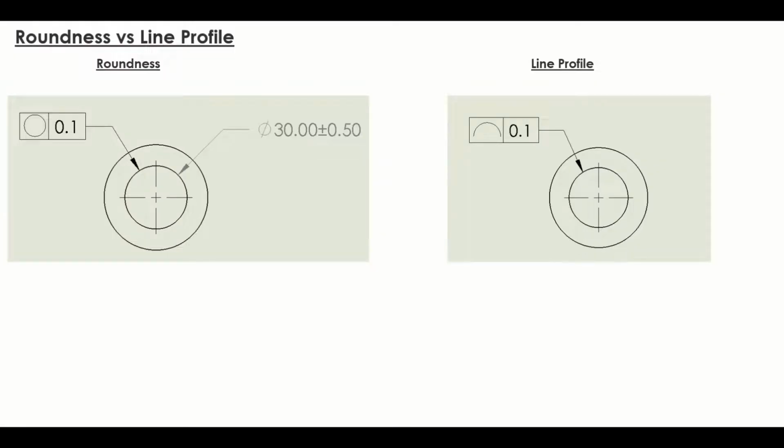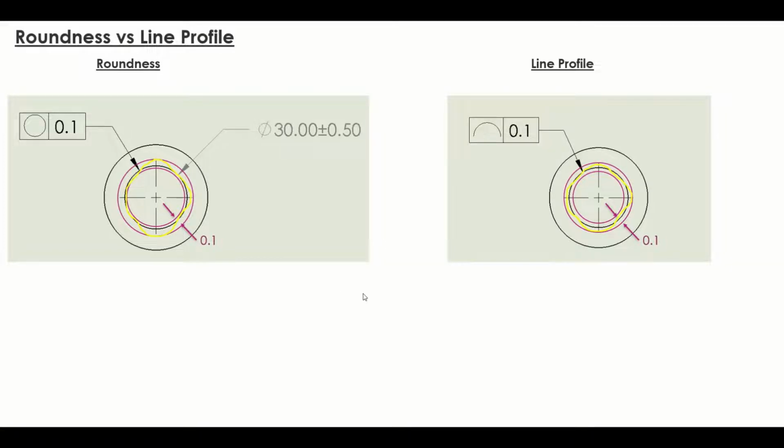You might be thinking, line profile can also be used to control the form of circles instead of roundness. Roundness usually controls the variations of the circular shape, while line profile also controls the variations of the true profile. So what is the difference?